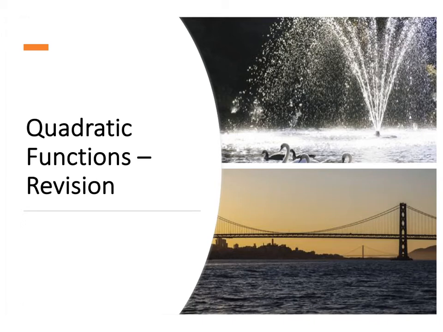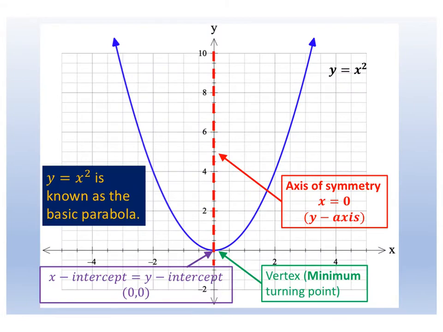Alright, the lesson today, we are actually going to look at quadratic functions. A little bit of revision for you. Now, we've been through what a basic parabola is, which is y equals x squared. And you know that it has an axis of symmetry, a turning point or a vertex, x-intercept, and y-intercept. Alright, that's at the origin. That's a basic parabola. Now, the most important thing for you to know is the basic parabola y equals x squared, we can translate it left and right, up and down, or you can dilate it.